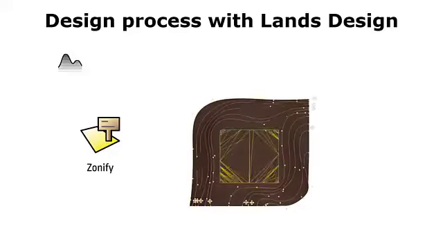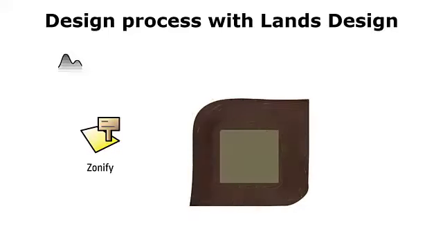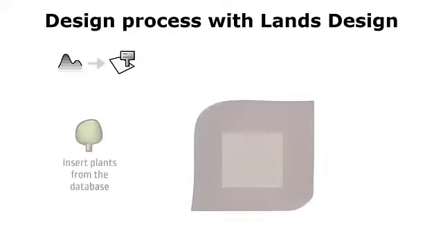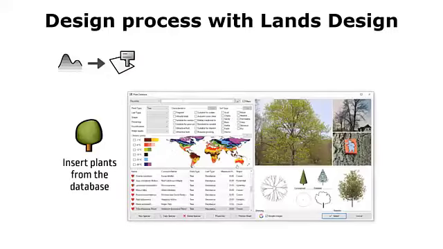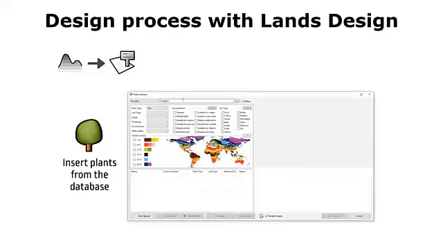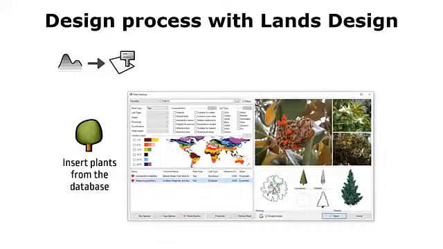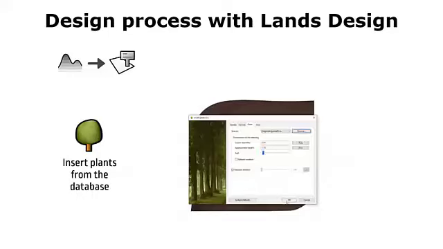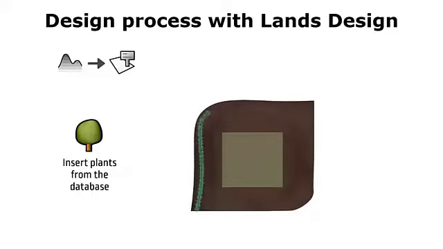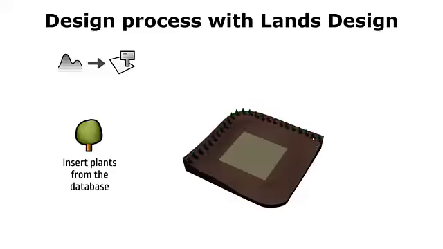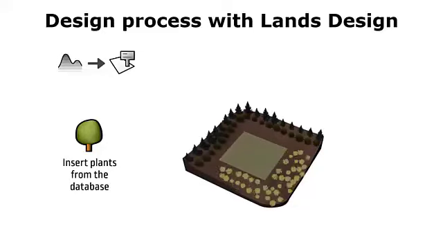After creating the terrain, you can zonify the project into different zones. It gives you the area of each zone. You can assign material and label to each zone. Then you can continue with inserting plants, for example, individually or in a row or in a forest mode. Once you insert the plants, you can also decide to have natural variation. For example, if you want to have plants with different height and different size, this is quite possible.